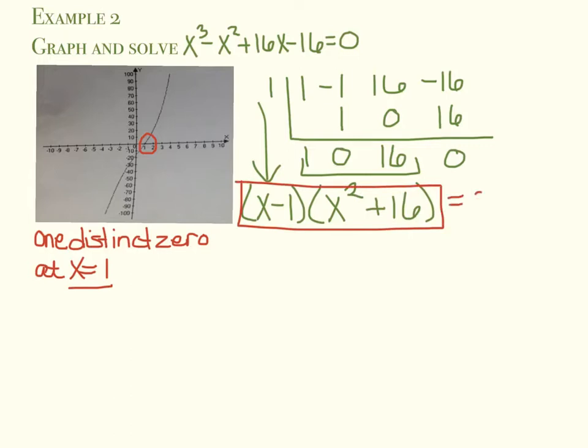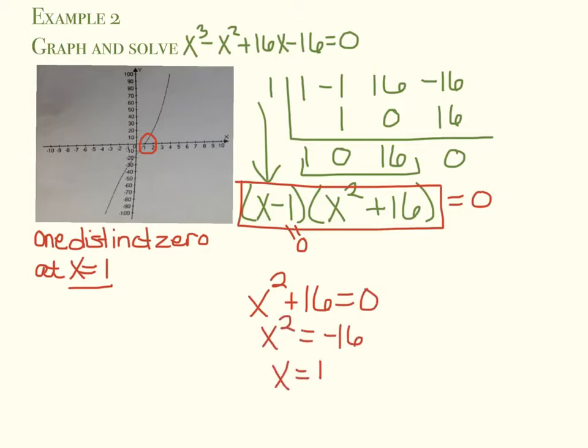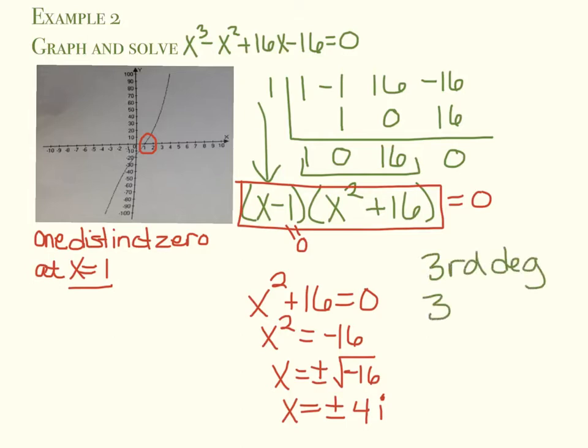And when we say equals 0, if we set this one equal to 0, obviously we would get 1. We already know that. And if we set x squared plus 16 equal to 0, we could say x squared equals -16, x equals plus or minus the square root of -16. Therefore, x is positive and negative 4i. That's 2 more answers. We needed 3 total. 2 of them are imaginary. So this is third degree. It has 3 total zeros. 1 is real, and 2 are imaginary.